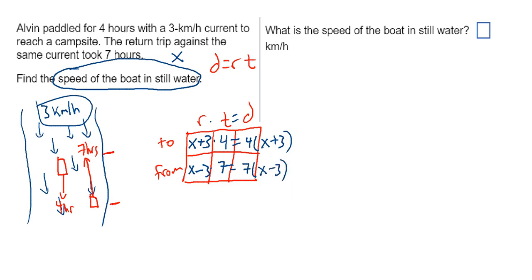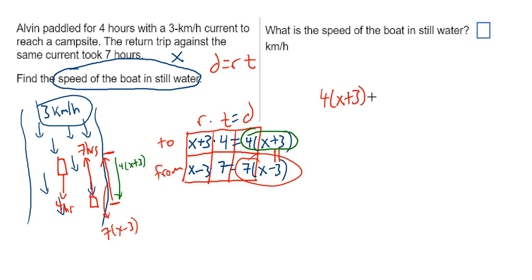All right. And what do we know about these distances? This is the distance to the campsite. This is this distance here. It's 4 times x plus 3. And this is the distance from the campsite back to where he started, right? So it's going to be this distance here. This will be 7 times x minus 3. What do we know about those two distances? They are the same. The distances are equal to each other. And so to get our equation, we're going to set these equal. We'll have 4 times x plus 3 equals 7 times x minus 3. And that's going to be our equation.